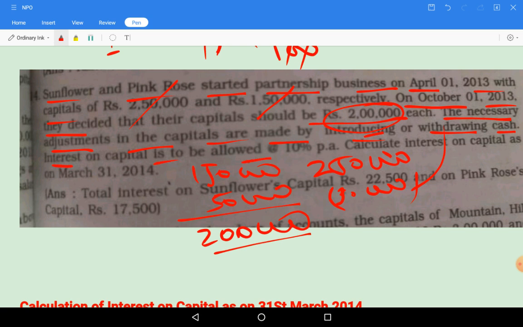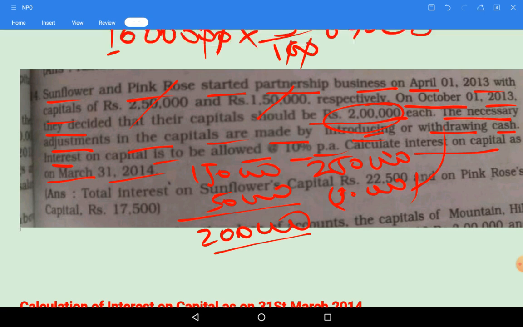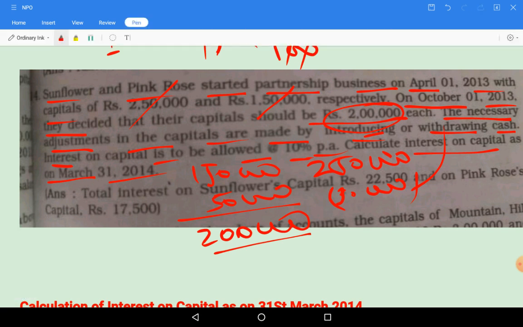Interest on capital is to be allowed 10%. At what rate? Interest on capital is at 10%. Calculate interest on capital as on 31st March 2014. यहाँ पे उनका कैपिटल पहले में कितना है 2,50,000 है, बाद में कितना हो जा रहा 2 लाख हो रहा. So for some period it is 2,50,000, some other period it is 2 lakhs. Period wise only we will calculate interest on capital because it is per annum. Okay, so let us see its calculation, how to do and other things. Okay, this is what the question says.